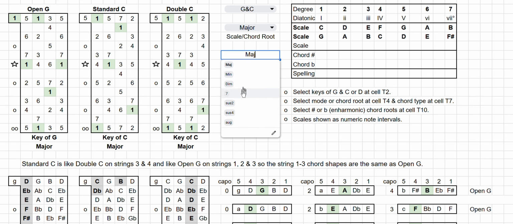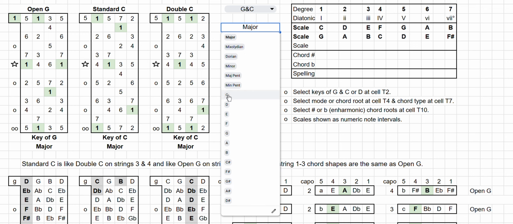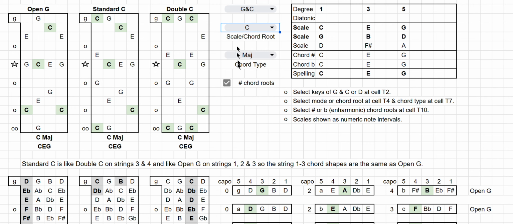So you can match up the actual note names with these, looking at the scales. We can also look at and compare chords. So here for the C chord, C major, you see the familiar shape in open G. In standard C, it becomes a 2-finger chord because the E's drop down, but the C at the nut gives you the C, E, G, so it's a 2-finger chord. In double C, it's a 1-finger chord.